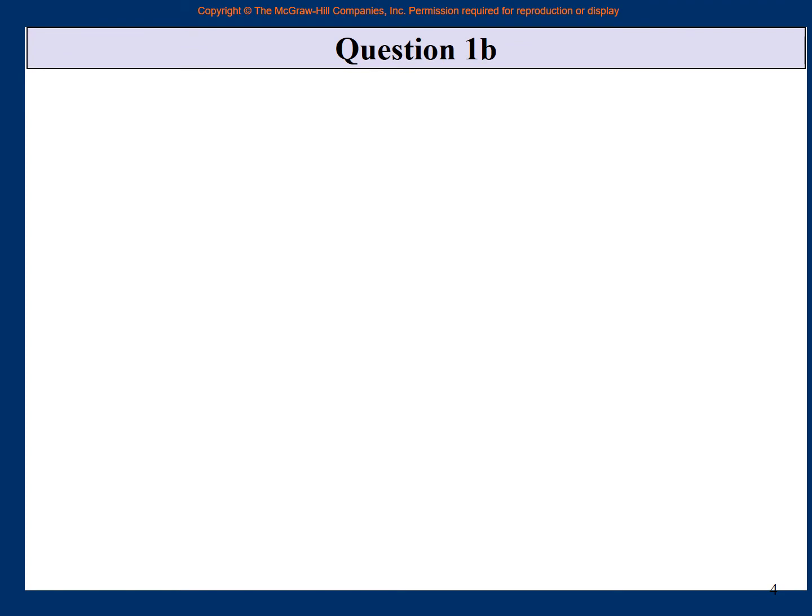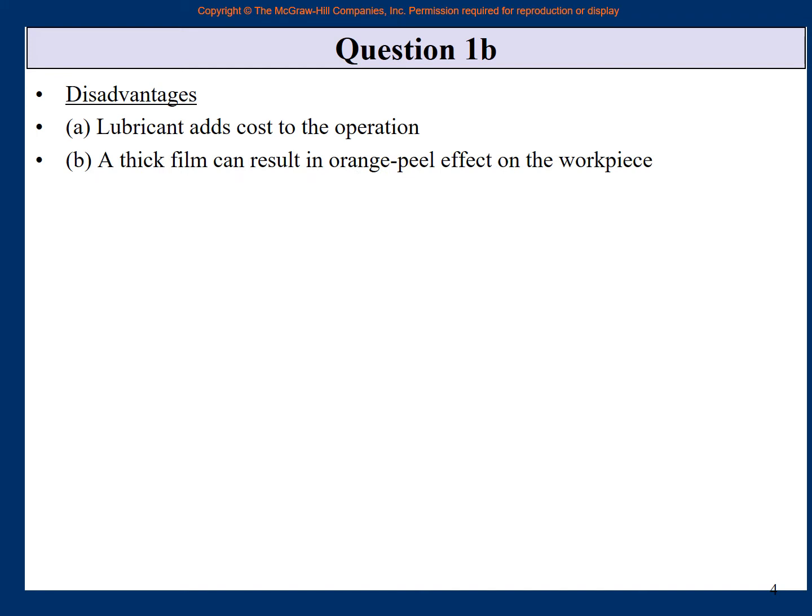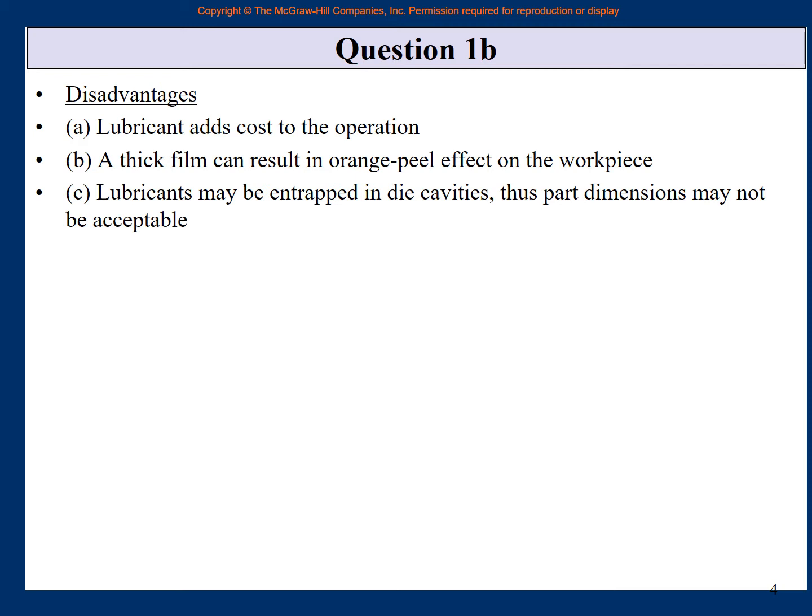Let us go and see some disadvantages of using a lubricant. Lubricant adds cost to the operation, of course, right? A lubricant which is of good quality for forging, either cold or hot, will cost something. A thick film of the lubricant can result in a defect called orange peel. I will not explain this defect because you have studied the defects during forging. One of the defects is orange peel. It is a defect that happens on the surface of the forged component. So a thick lubricant can do this.